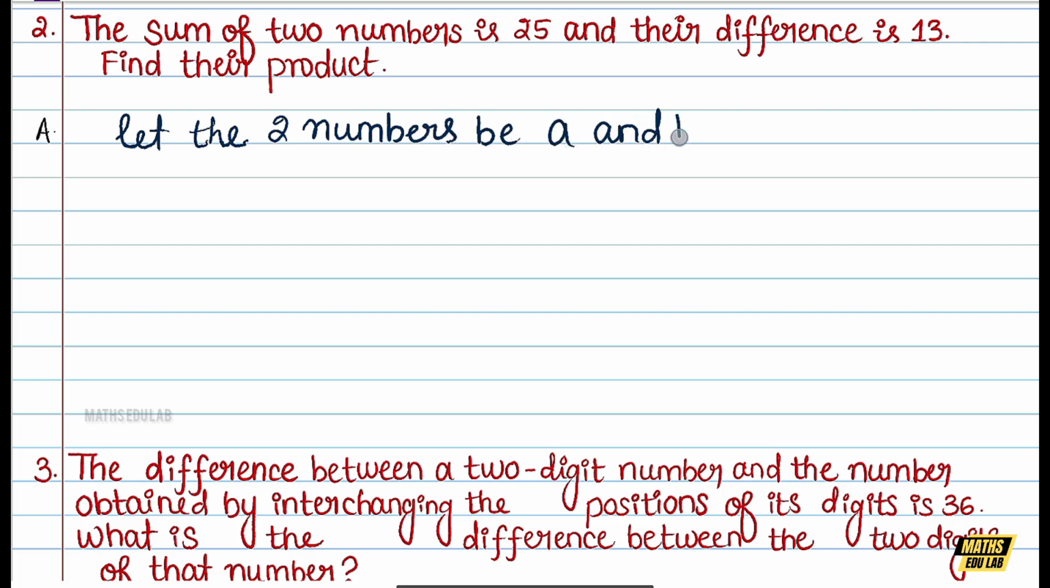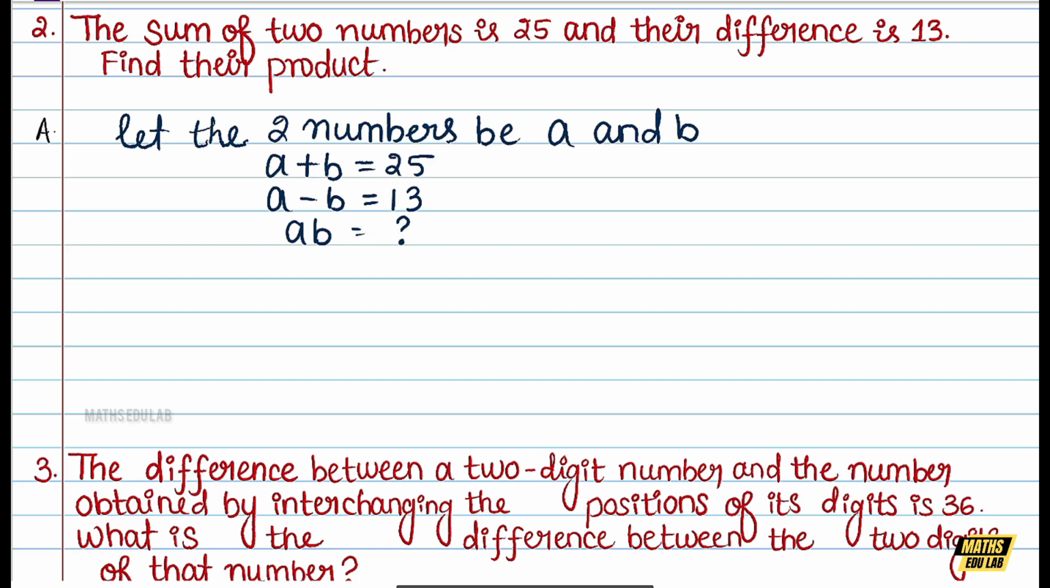We don't know any kind of numbers, as it doesn't mention any numbers. So it is said the sum of two numbers, so those two numbers are a and b. It is given that a plus b, that means the sum of those two numbers, equals 25, and their difference is a minus b. Difference means subtraction. On subtracting we get the answer as 13. Find their product. Then on multiplying, what value will we get for these particular numbers?